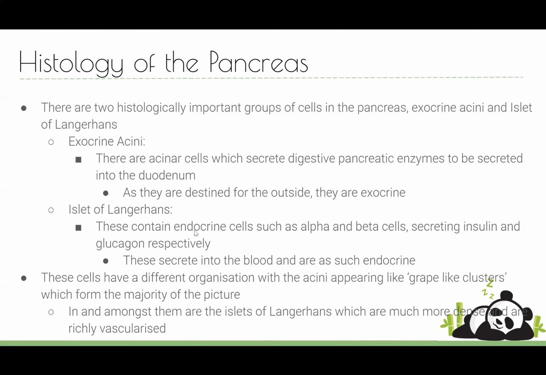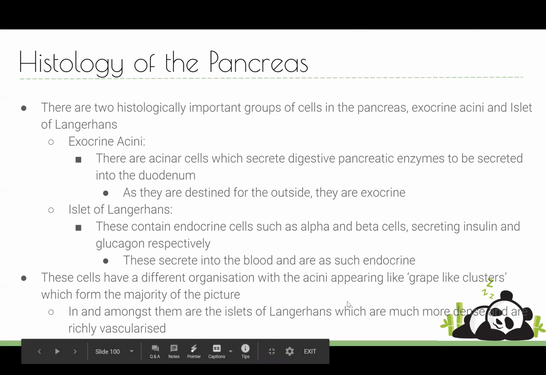The islets of Langerhans are the endocrine cells, and these are the alpha and beta cells. I think I've swapped that around. So insulin is from the beta, glucagon from the alpha, pretty sure. And these will secrete into the blood, and they're endocrine cells.